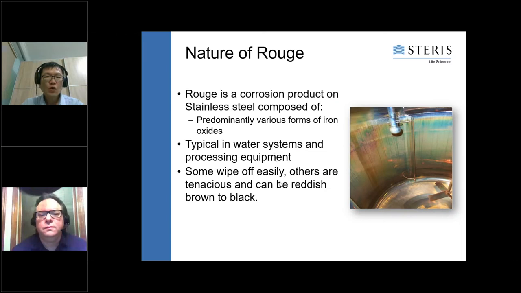So let's look at the nature of rouge. Basically, rouge is a corrosion product on stainless steel composed mainly of various forms of iron oxide. It can be iron oxide, iron 3 oxide or iron 4 oxide. Because of the iron oxide, you can see the color, which is typically brownish or sometimes reddish brown, the different shades of the iron oxides. It can occur in water systems as well as process equipment. Water systems, especially water for injection systems with high temperature, high purity water, are considered corrosive environments. In those corrosive environments, rouge can occur.